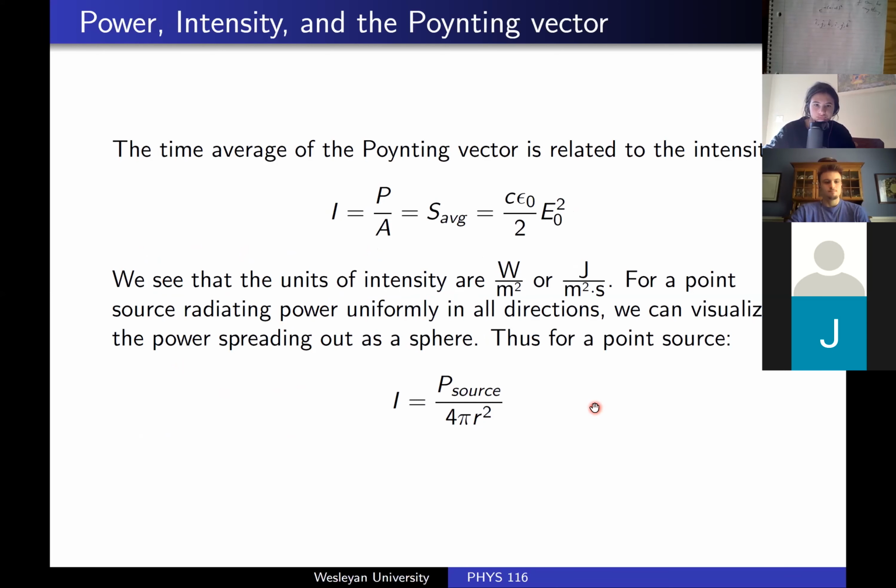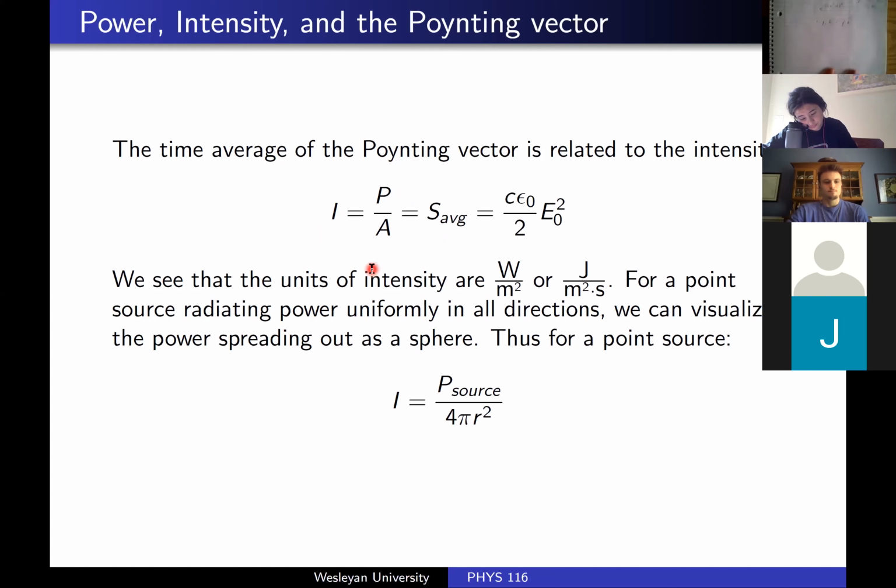So we've been talking about the direction of the Poynting vector, but what does the magnitude of the Poynting vector actually relate to? So it turns out there's an easy interpretation for light. What does the Poynting vector represent? It turns out that the intensity of the light is the same as the time average of the Poynting vector. And so what exactly is intensity? Intensity is power over area.